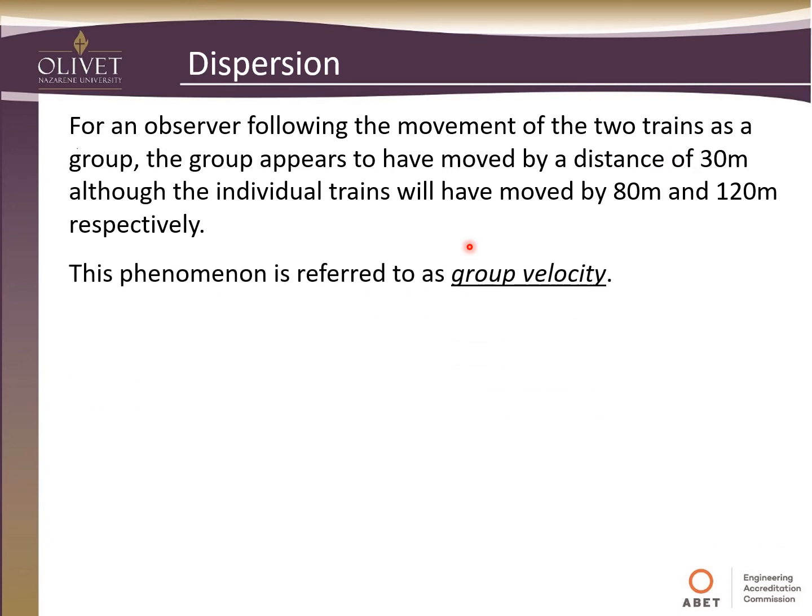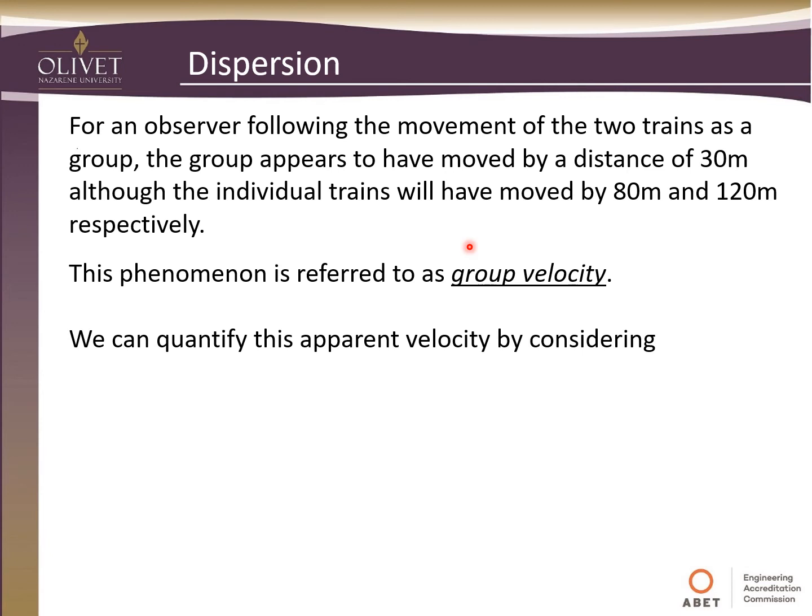So this phenomenon is referred to as group velocity. We had dispersion before, this is group velocity. We can quantify this apparent velocity by considering these two equations here. So we've got this wavelength for the group A. We've got this distance traveled, that's the distance between the 0 peaks lining up and the -1 peaks lining up. So that's delta Z.